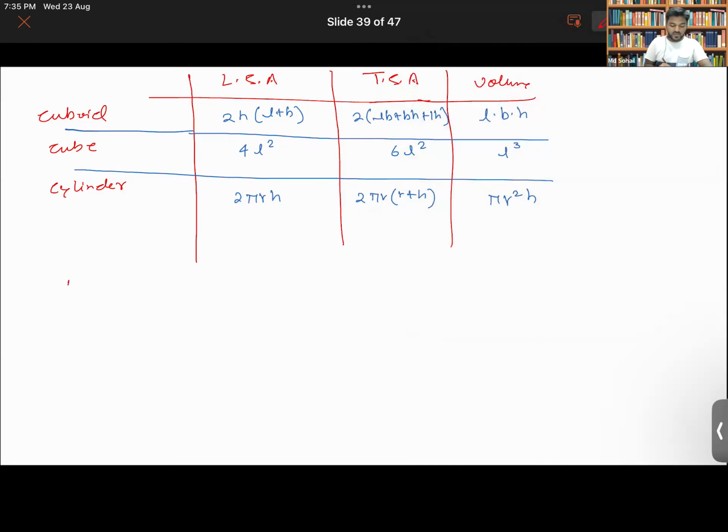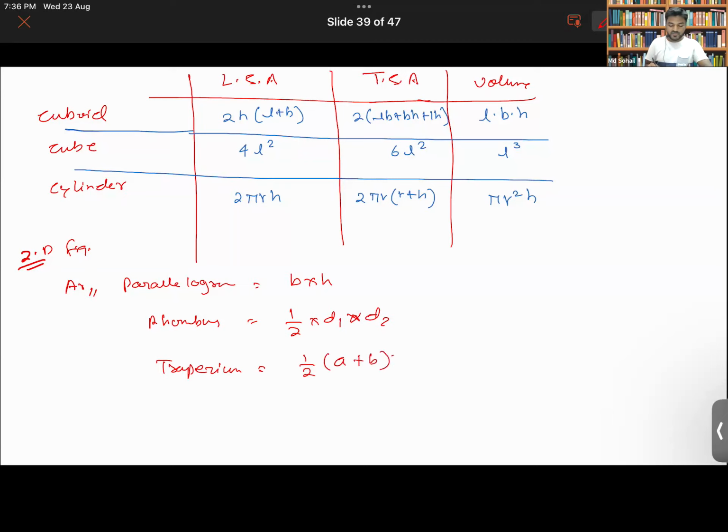Also, tell me, how do you find the area of 2D figures? For example, the area of a parallelogram: base into height. Good. What if you were to have a rhombus? Half into diagonal 1 into diagonal 2. Exactly. Very good. Then there was a trapezium as well. How do you find its area? Half into A plus B into height.